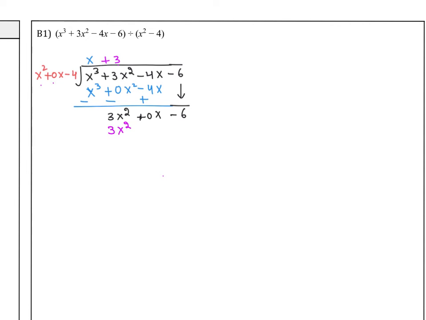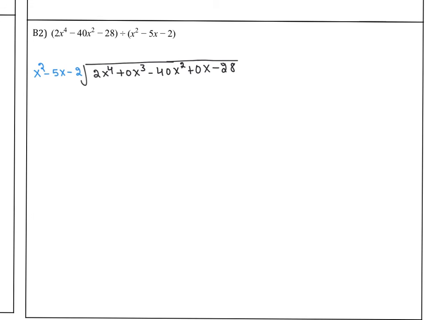3 times 0 is 0x, and 3 times negative 4 is negative 12. Change the sign, and 3x squared and negative 3x squared cancel, 0 and 0 cancel. Negative 6 plus 12 is going to be 6 as a remainder.